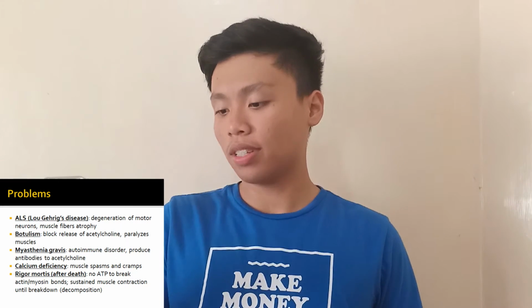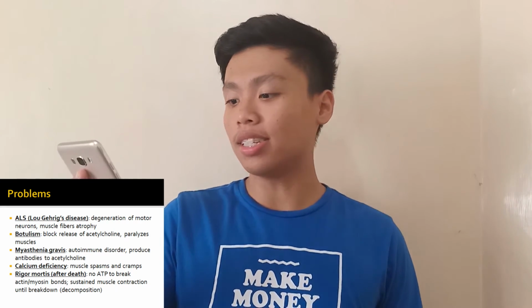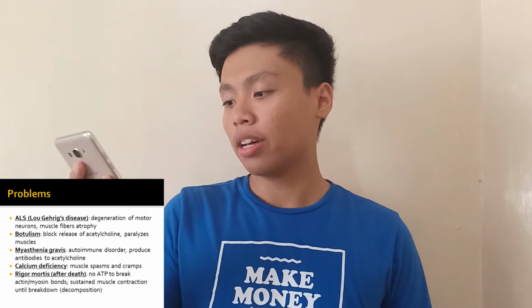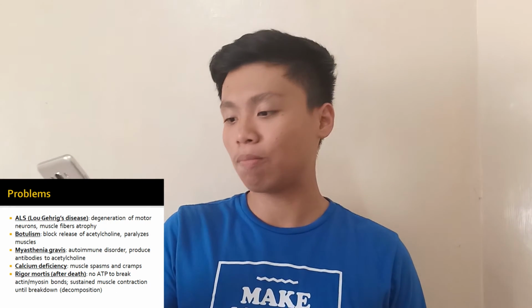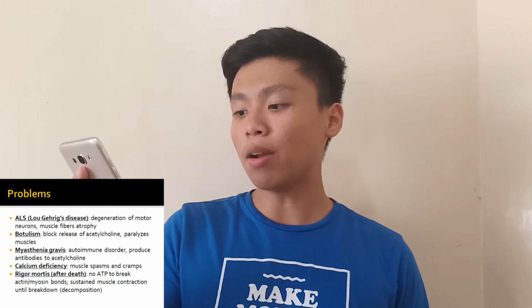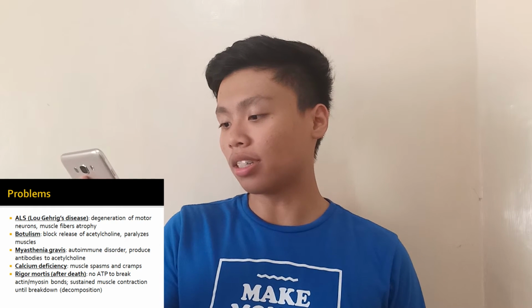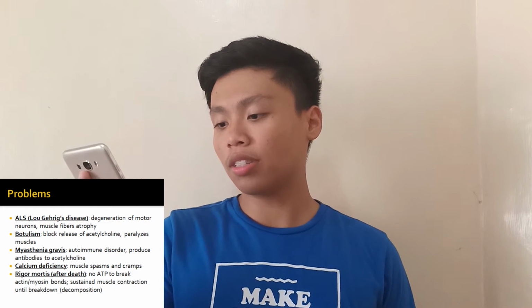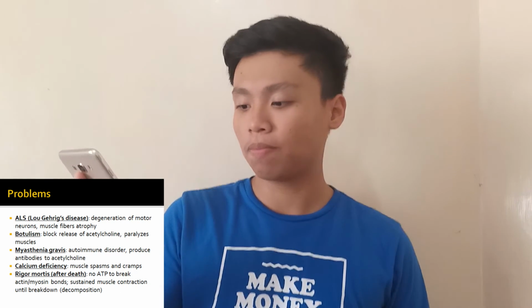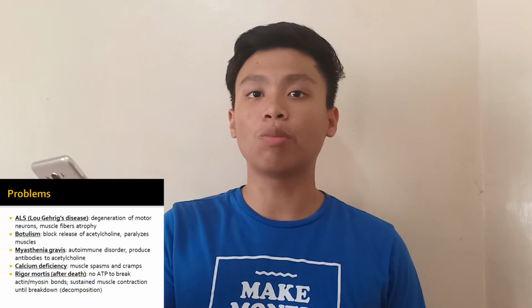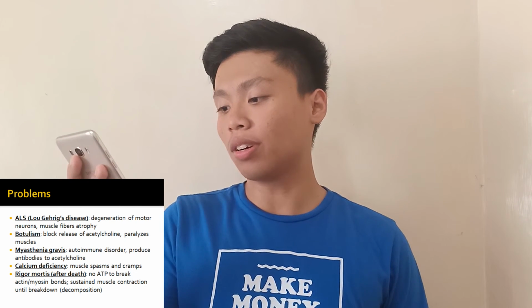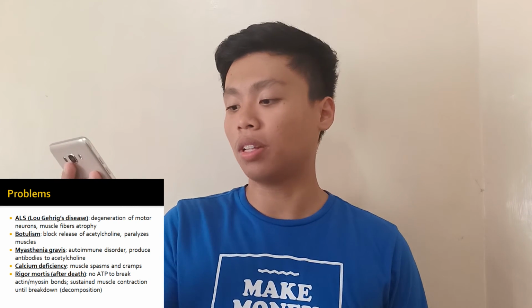Last are the problems. ALS, also called Lou Gehrig's disease, is characterized by stiff muscles, muscle twitching, and gradually worsening weakness due to muscles decreasing in size. Botulism is a rare and potentially fatal illness caused by a toxin produced by the bacterium Clostridium botulinum. It blocks the release of acetylcholine and paralyzes muscles. Myasthenia gravis is a long-term neuromuscular disease that leads to varying degrees of skeletal muscle weakness. It is an autoimmune disorder that produces antibodies to acetylcholine.